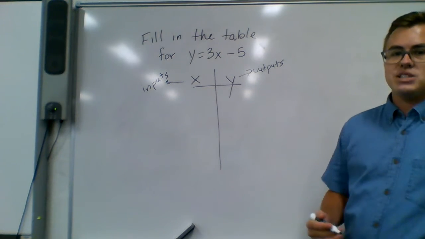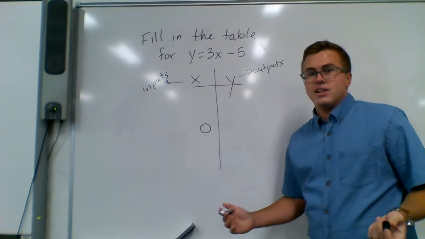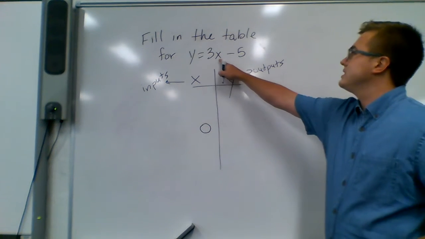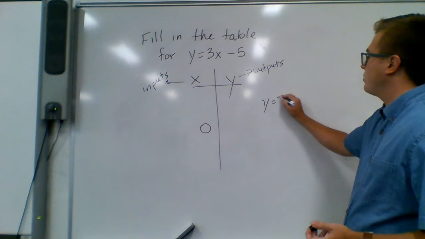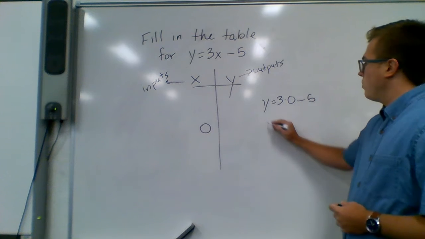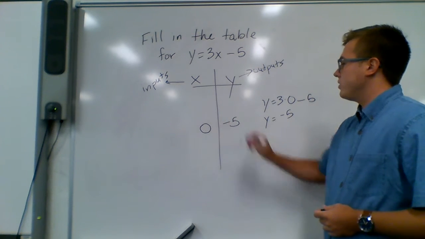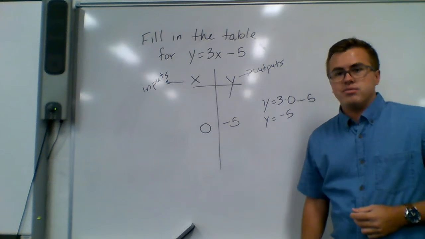So the easiest one I think to choose first is 0, because 0 does a lot of nice things for us. If we plug in 0 for x, we get y equals 3 times 0 minus 5, which would just be y equals negative 5. So then our y value would be negative 5.